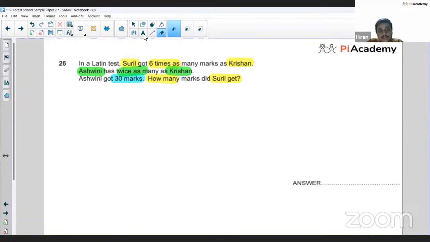Okay, very good, everyone. Thank you for your response. Let's solve this question. So basically, there are 3 people, right? If I write all the names, there is Suril, then there is Christian, and after that, there is Ashwini, right?